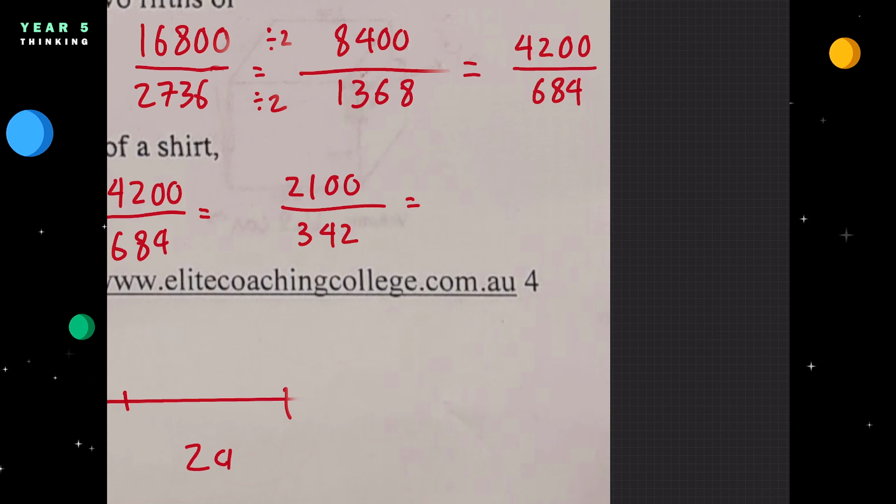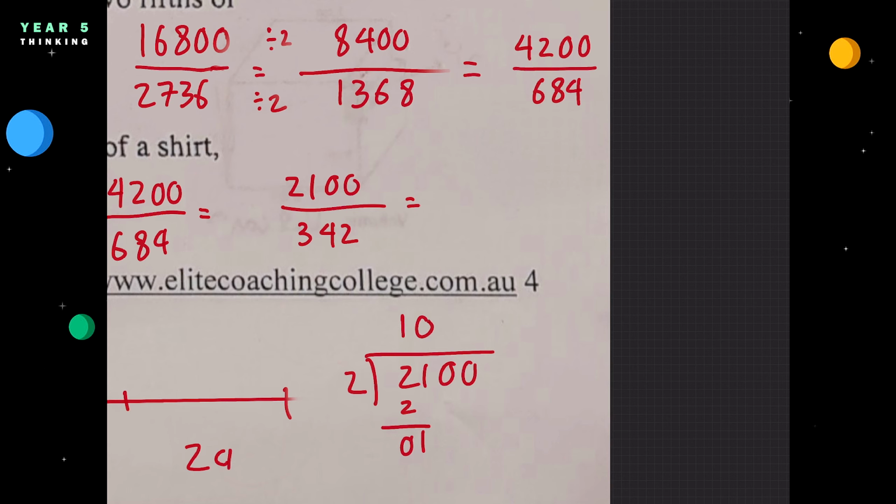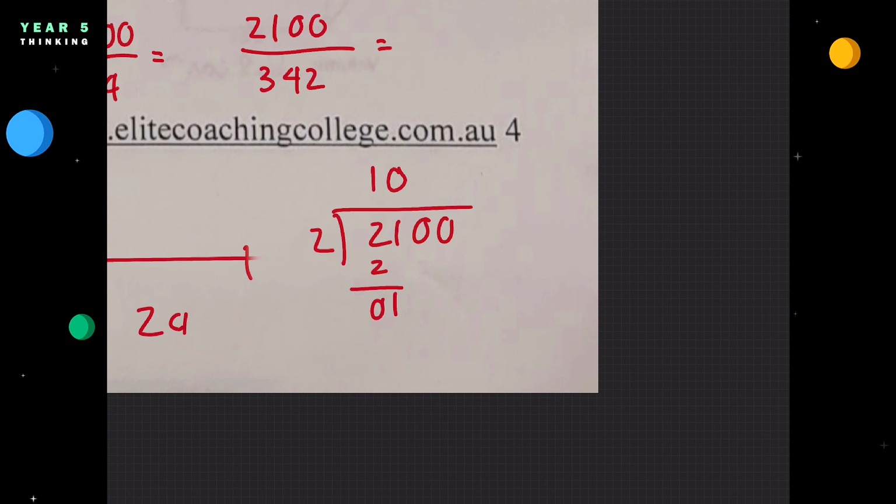I don't know what that is going to be. Let me see. 2100 divided by 2. 2 divided by 2 is 1. No remainder. Bring the 1 down. 1 divided by 2 is 0, because you can't divide it. So 2 times 0 is 0. Minus, you get remainder 1. Bring the 0 down. 10 divided by 2 is 5. 2 times 5 is 10. And then you have another 0. So put a 0 there.